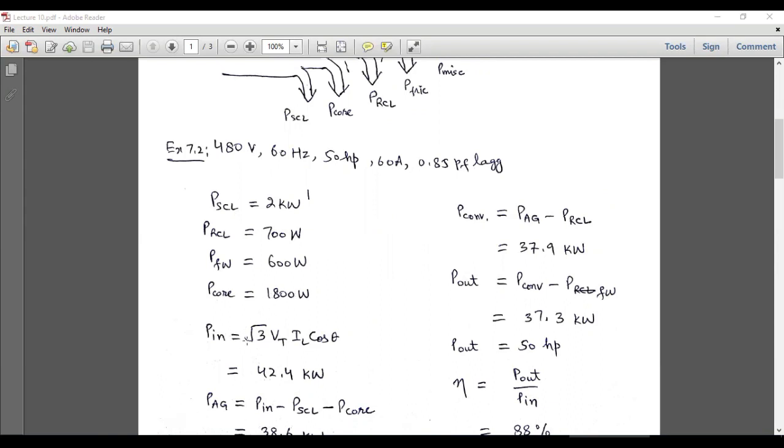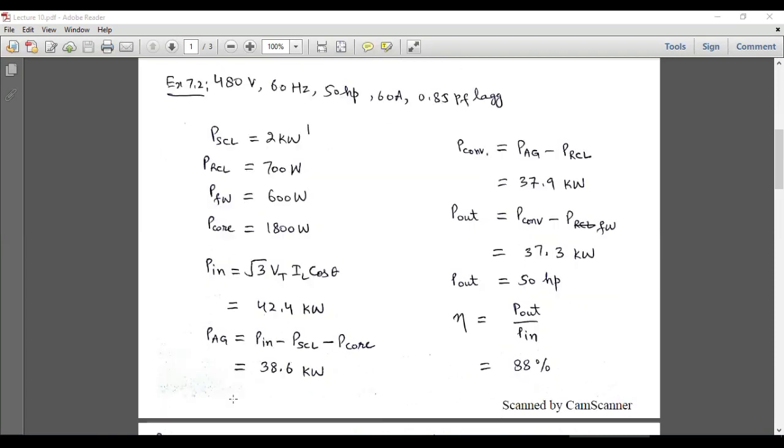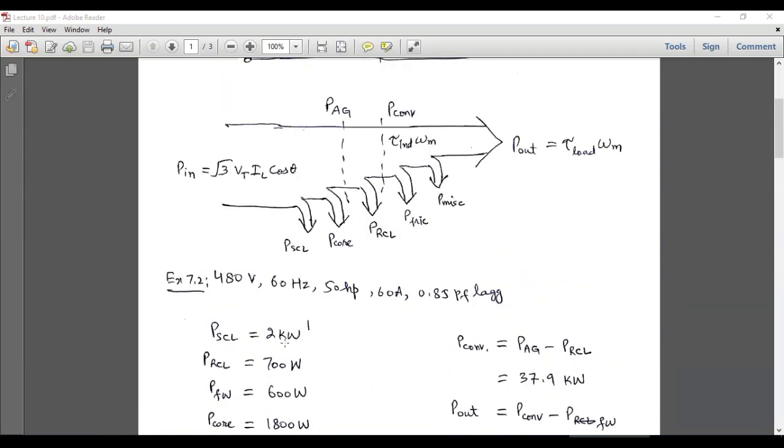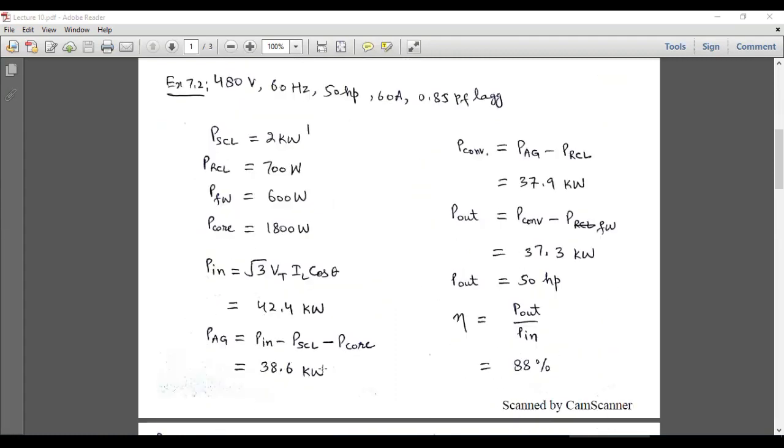So the input power can be calculated using this expression. All these quantities are given. So it is equal to this 42.4 kilowatts. The air gap power is equal to input power minus stator copper loss minus core loss, which is evident from this figure. So this is air gap power. After subtracting stator copper loss and core loss from this input power, we get the air gap power.